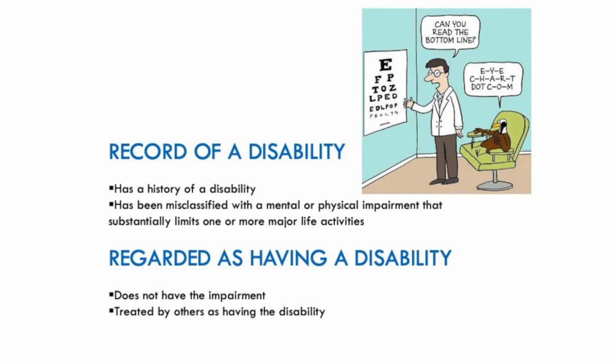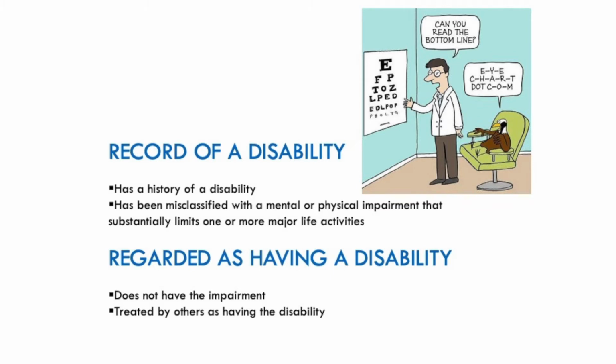Record of a disability. To be considered an individual that is protected under Section 504, a student could have a record of a disability. Having a record of a disability means that a person either has a history of a disability or has been misclassified as having a mental or physical impairment that substantially limits one or more major life activities. For example, a person who had heart disease, cancer, or a mental illness may have a record of a disability but no longer have the impairment.